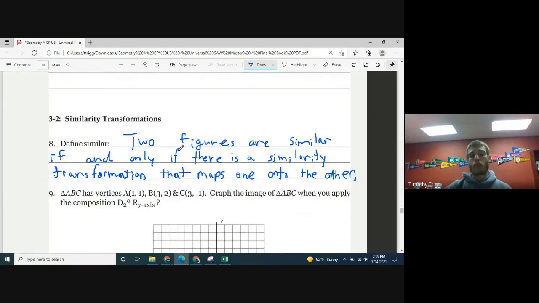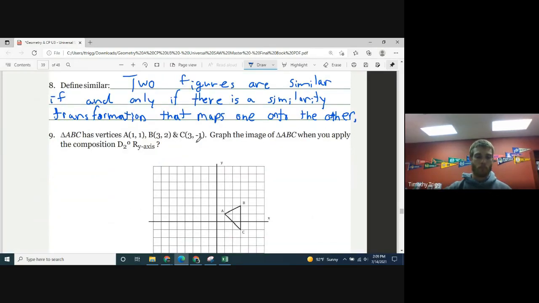For number 8, define similar. This is the definition that they give you on the answer key. It's also what you can expect on the test. But this is not really a definition for similar, it's a definition for similar figures. But that's okay, let's just go with this, and it still gets across the same idea. Two figures are similar if and only if there's a similarity transformation that maps one onto the other. Okay.